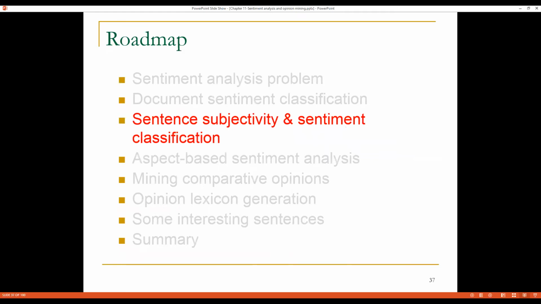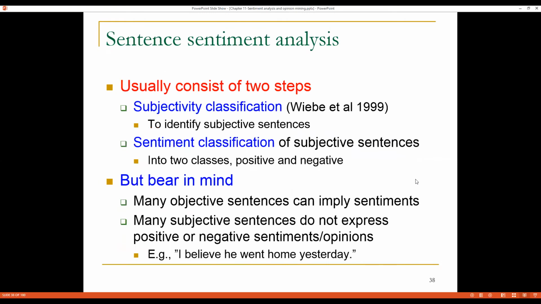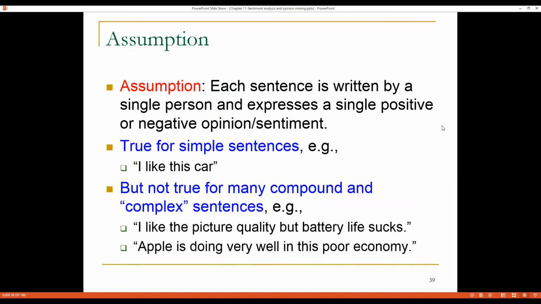Now, sentence subjectivity and sentiment classification usually consists of 2 steps. Subjectivity classification to identify the subjective sentences, and sentiment classification of the subjective sentences, which puts them into 2 classes, positive and negative. But also, again, bear in mind, many objective sentences can imply sentiments, and many subjective sentences do not express positive or negative sentiments or opinions. The example they give here is, "I believe he went home yesterday," which is neither positive nor negative.